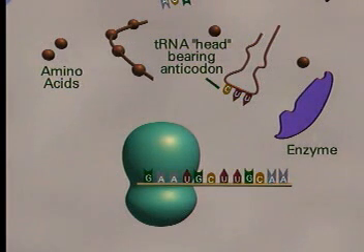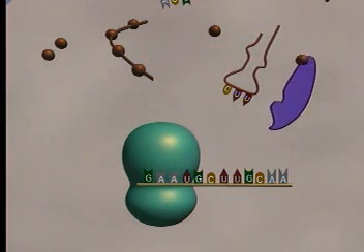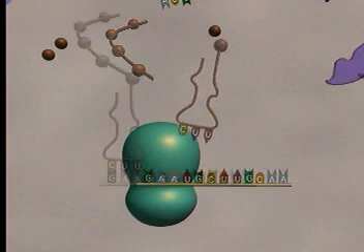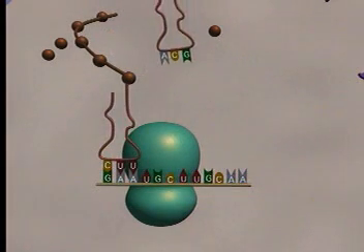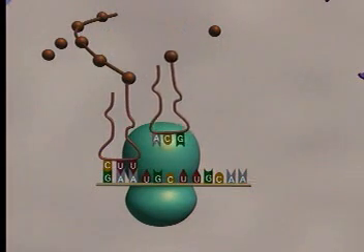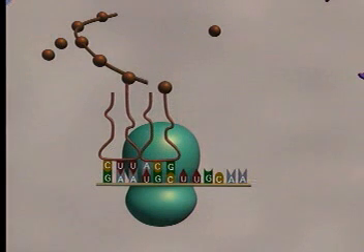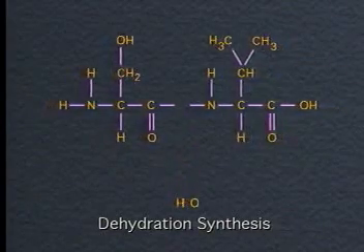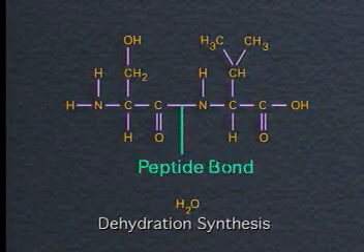Each amino acid attaches to its proper tRNA with the help of a specific enzyme and energy in the form of ATP. 2 tRNAs fit into the ribosome complex at one time. This allows the 2 amino acids to chemically bond to one another. Dehydration synthesis occurs, and a peptide bond forms.